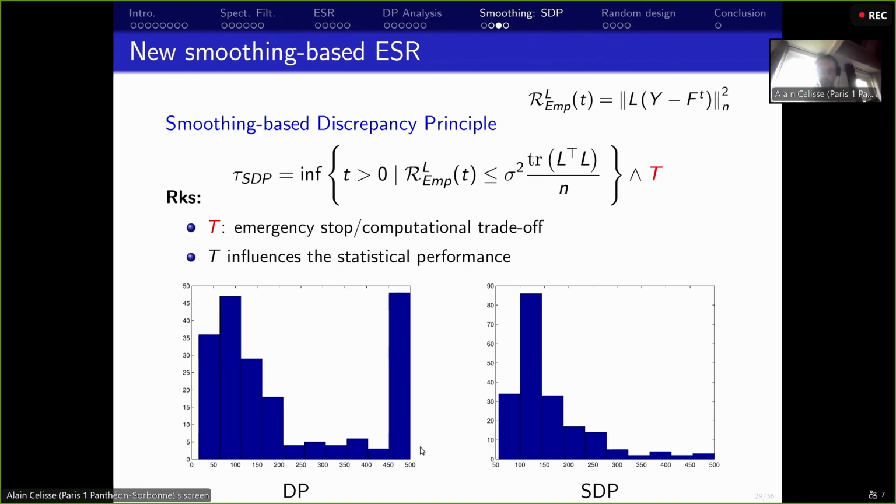And now you see that in the first situation, there were a lot of realizations on which I was choosing tau dp almost equal to 500 iterations. Now it's no longer the case. It happens sometimes, but most of the time the iteration number chosen by tau SDP is now around 100 to 150 iterations, meaning that clearly the variability of the stopping rule is lower thanks to the smoothing I've made. This is the main merit of this smoothing step I introduce.